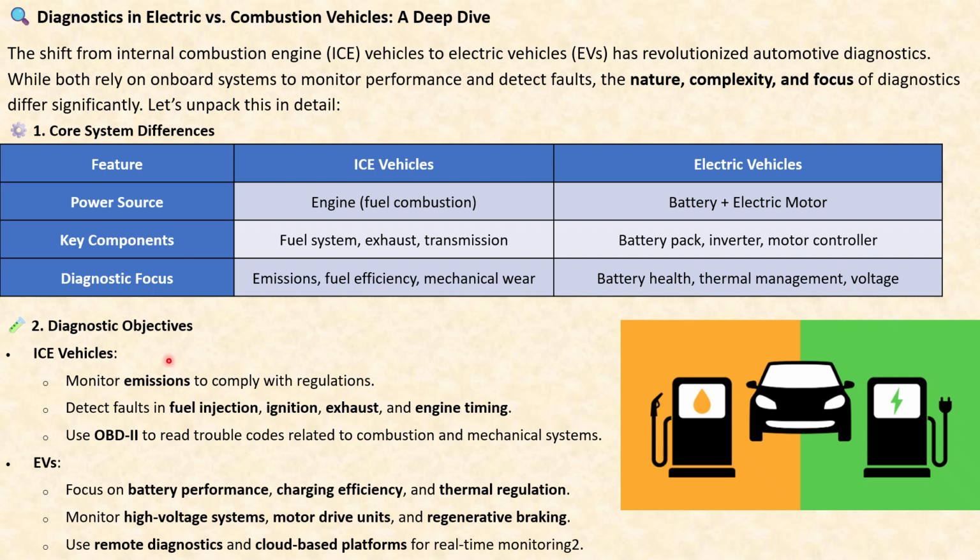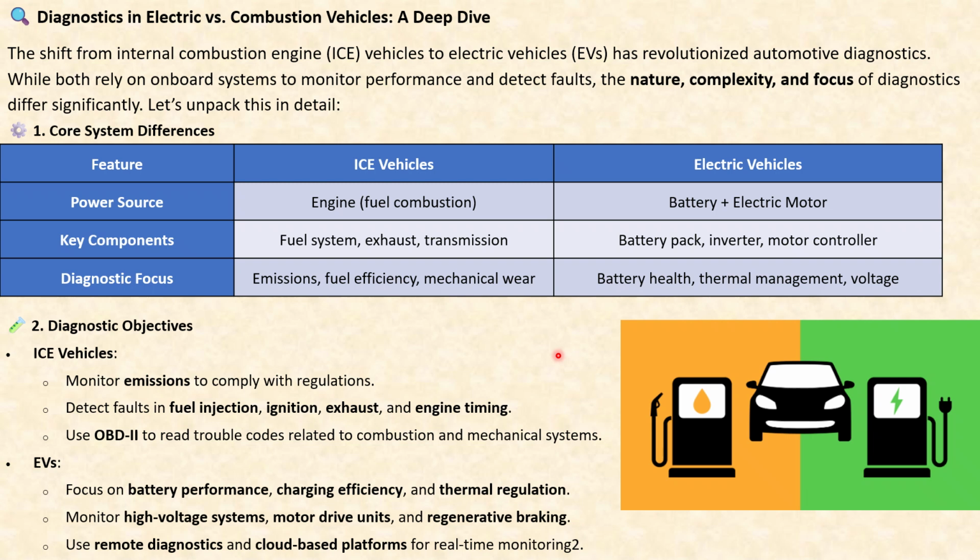Now, coming to the diagnostic objectives. In IC engine vehicles, they monitor emissions to comply with regulations. They detect the faults in fuel injection, ignition, exhaust, and engine timing. And they also use OBD2 to read the trouble codes related to the combustion and mechanical systems.